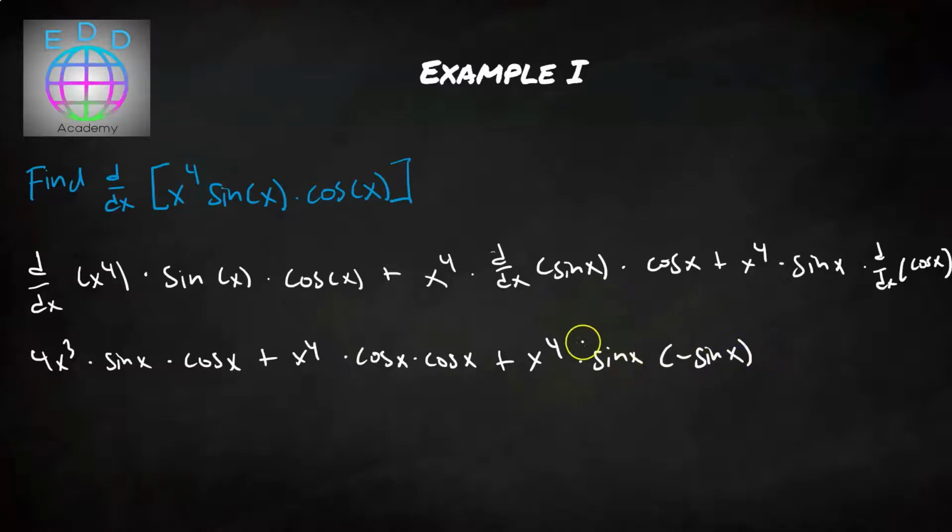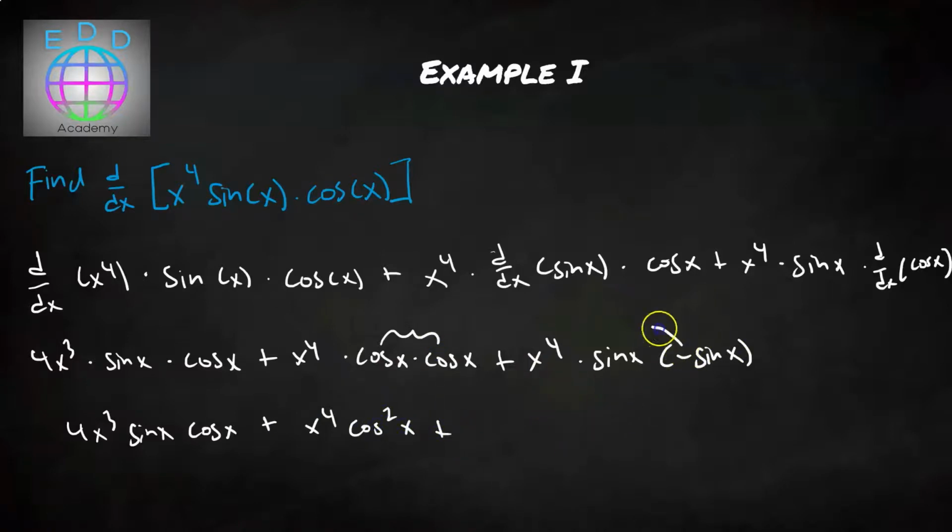If we simplify this a little bit, we have 4x cubed sine x cosine x plus x to the fourth times, this comes out to be cosine squared x, and if we pull this negative out front here, we have minus x to the fourth sine squared x, and that is our derivative.